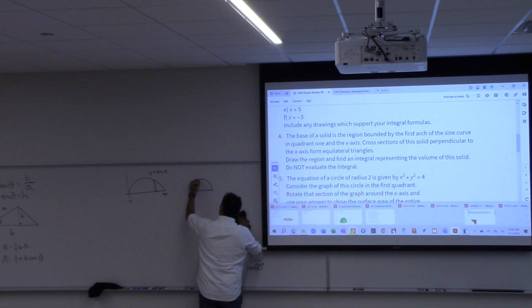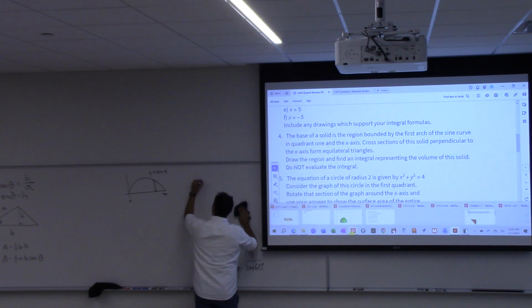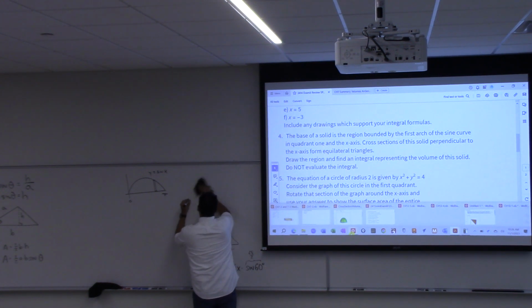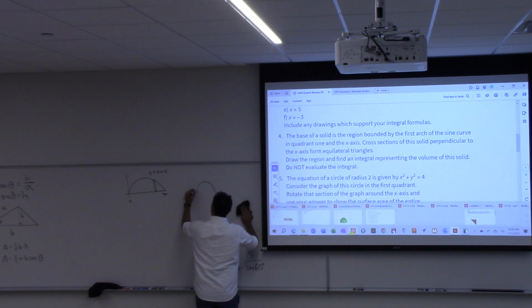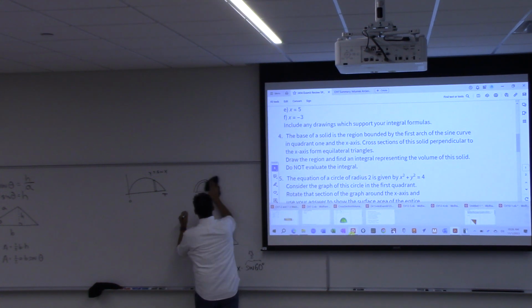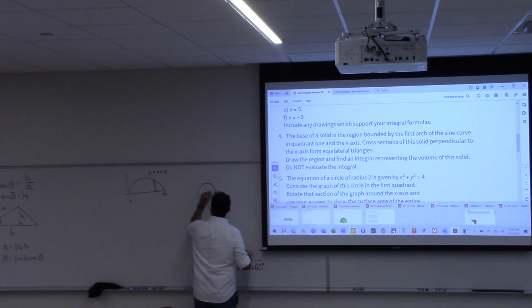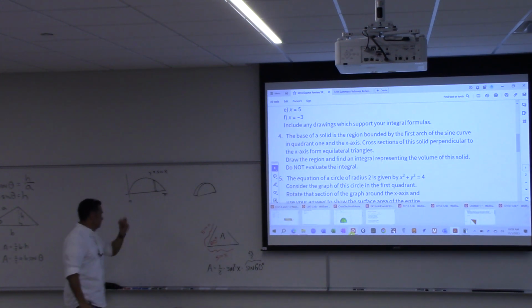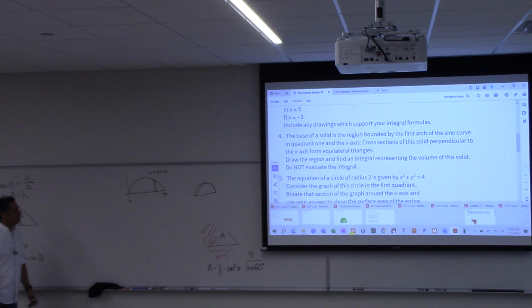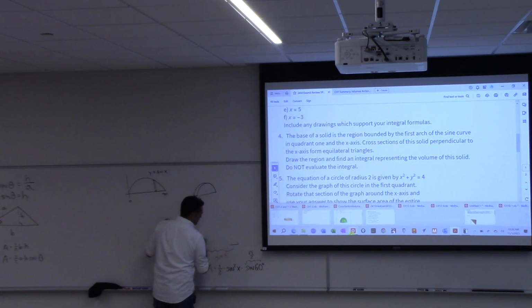So I don't like the way I drew that. Oh, I don't like that either. Oh, I really don't like it. I'm having trouble. Okay, there we go. Something like that. Right? That's our semicircle.